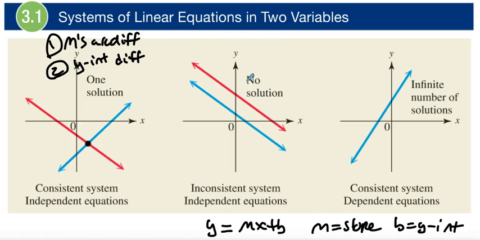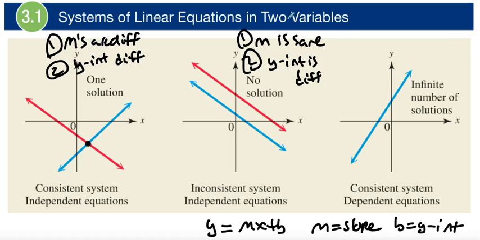Now, if you look here with the no solution, what do you notice about the slopes of both of these lines? That's right. M is the same, and the y-intercept is different. So we know that if the slopes are the same but the y-intercepts are different, we're going to have no solution because they can never cross if they have the exact same slope. And then here, m and the y-intercept are the same, because it's the same line twice. They're just stacked on top of one another, so they have the same slope and the same y-intercept.